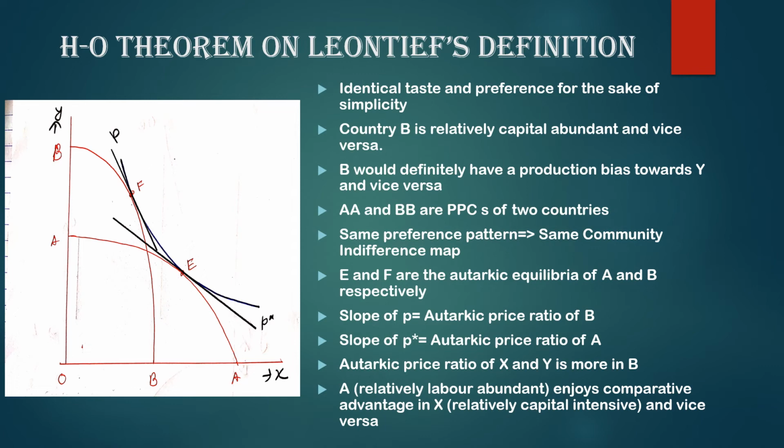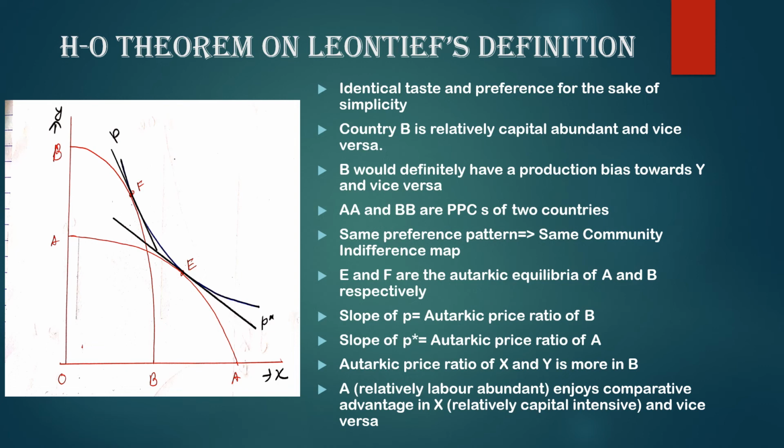And automatically A will have production bias in terms of commodity X, because X is a relatively labor intensive commodity and as per endowment A is a relatively labor abundant country. So if we employ all the resources in production of X in country A and country B, country A's maximum possible production of X will be greater than country B's maximum possible production of X. That's why we get this type of production possibilities curve.